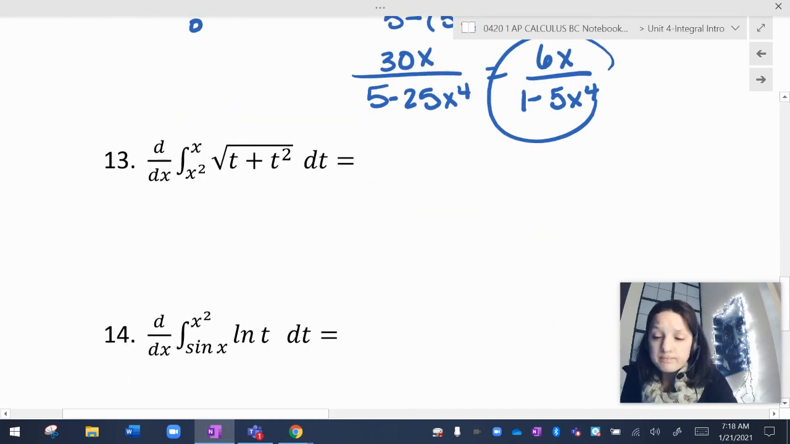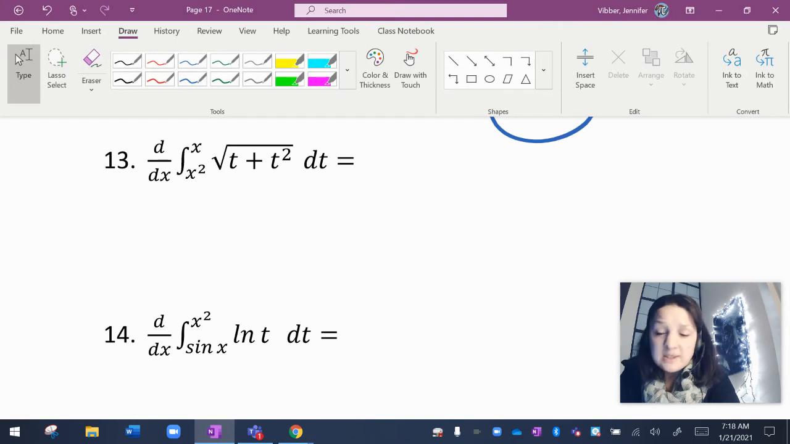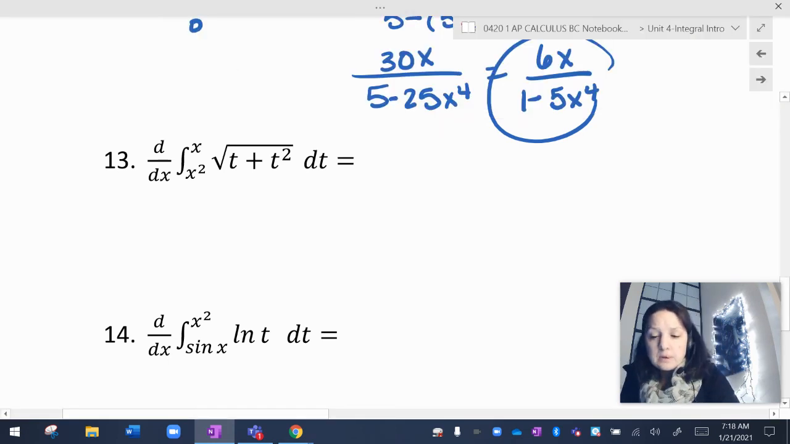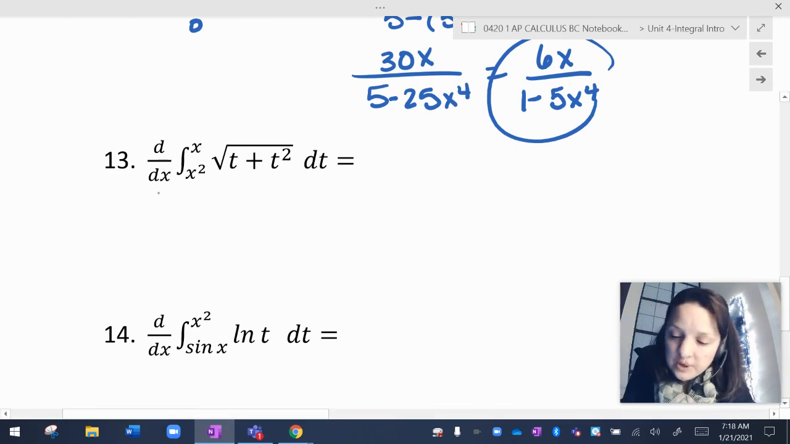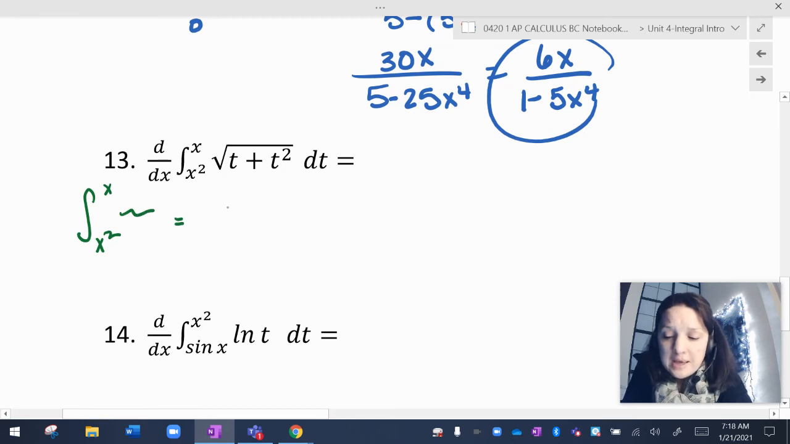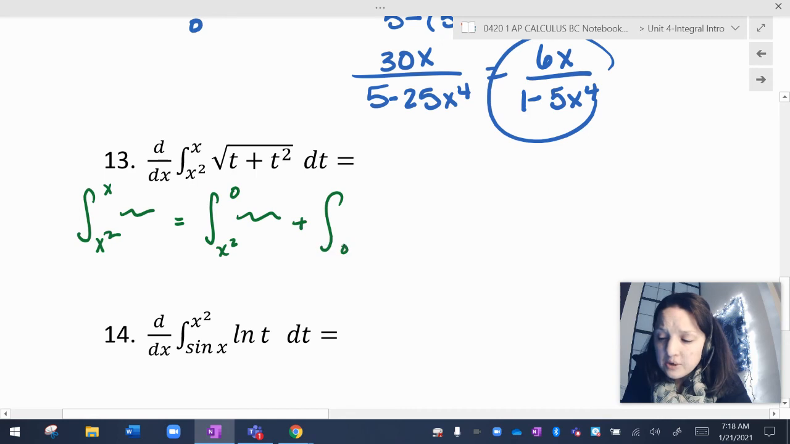What if there's 2 of them? Okay, going to set the dumpster on fire again. So I got 2. I don't have an A that I can ignore again. That's okay. I'll make one up. Watch this. The integral of x squared to x of something. Why did I write an x and a 2 up there? Let's try that again. The integral from x squared to x of something is the same as the integral from x squared to 0 plus the integral from 0 to x.